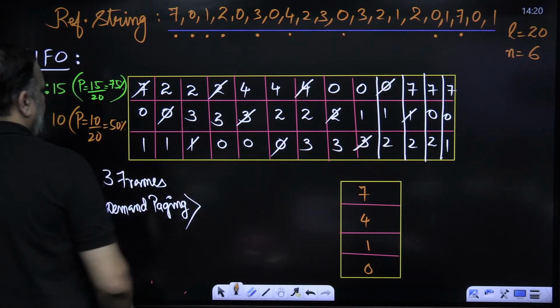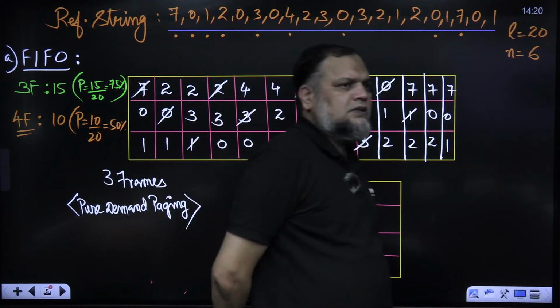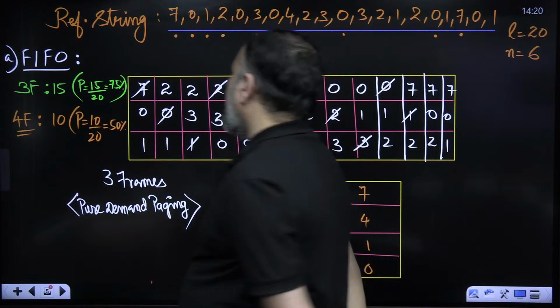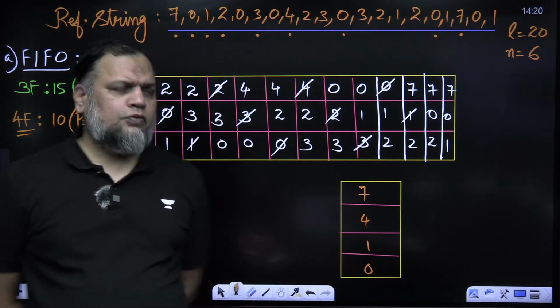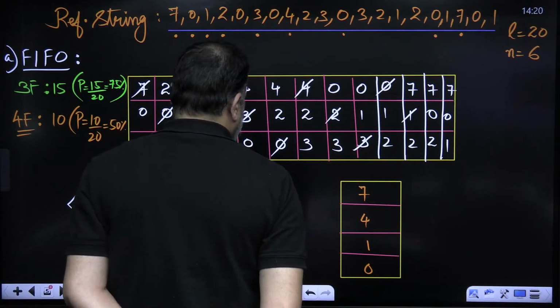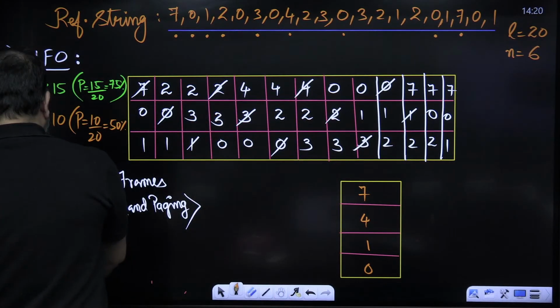Page fault rate has decreased. That is correct. 6 plus initially 4, 6 plus 4, 10 page faults. So boys and girls, that is the way it works. Now the question is, does it always increase?